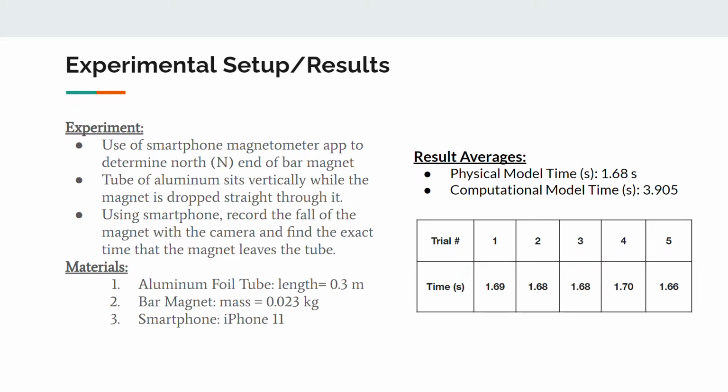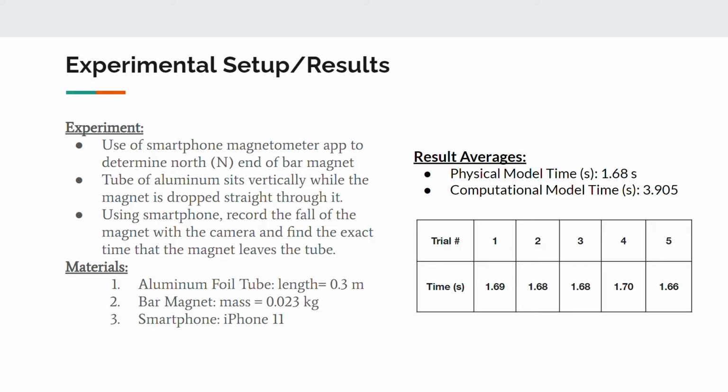So the experiment involved the use of a smartphone magnetometer app to determine the north end of the bar magnet. A tube of aluminum sits vertically while the magnet drops straight through it. Using our smartphone, we record the fall of the magnet with the camera and find the exact time the magnet leaves the tube as we scrub through.